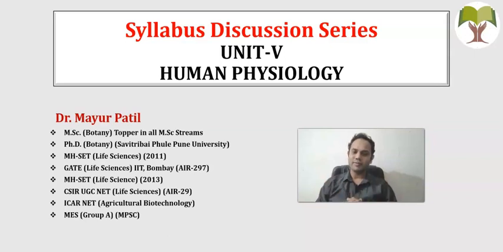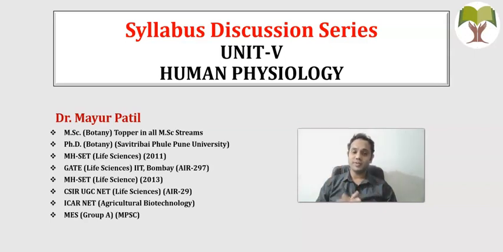And in this syllabus discussion series, we have already completed our unit number first, that is diversity in the living world. Unit number second, that is structural organization in plants as well as in animals. Unit number third is about cell and its structure and function. And unit number four was about plant physiology. In unit number 5, which is the last unit of your 11th standard, that is regarding human physiology.